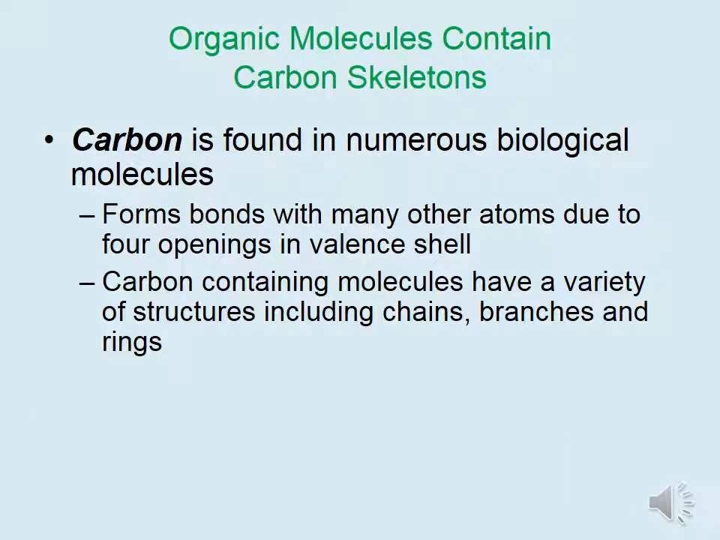Carbon is found in numerous biological molecules, including the molecules that you eat mentioned on the previous slide. Carbon is able to form bonds with many other atoms due to 4 openings in its valence shell. Because it needs 4 electrons to fill its outermost shell, it can share electrons with 4 other atoms. This leads to a wide variety of structures in carbon-containing molecules, including chains, branches, and rings.